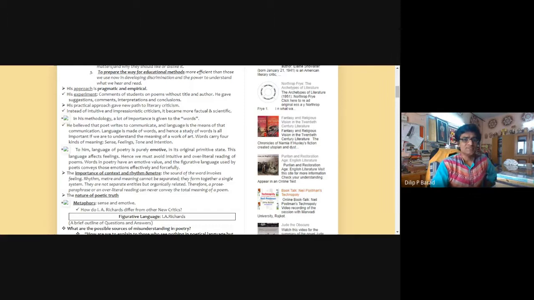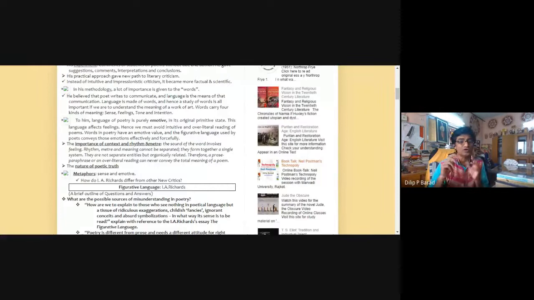So his practical approach gave a new path to literary criticism. Instead of intuitive and impressionistic criticism, it became more factual and scientific. In his methodology, a lot of importance is given to words because it is a verbal study here. Okay? He believed that the poet writes to communicate and language is the means of that communication.